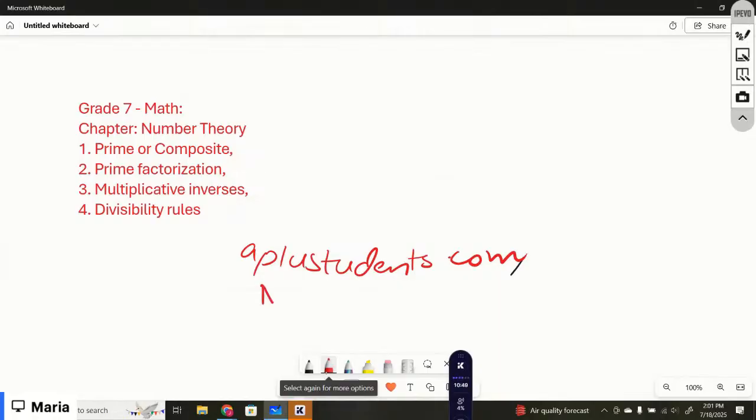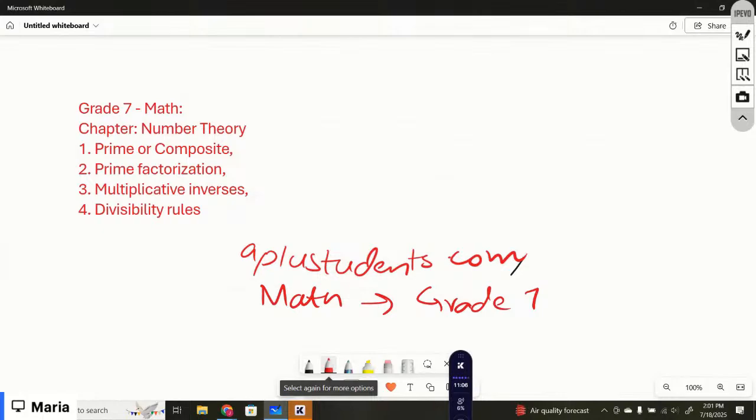Then you have to select math from the subject tab. Scroll down to grade 7 math and then click on view all lessons. There you can find the list of the chapters. We're going to start with chapter number 3.